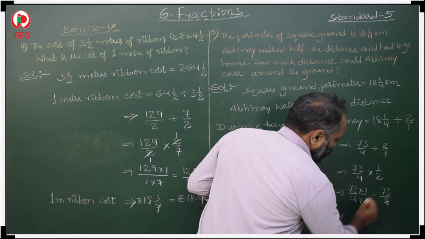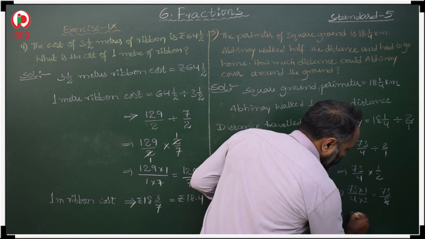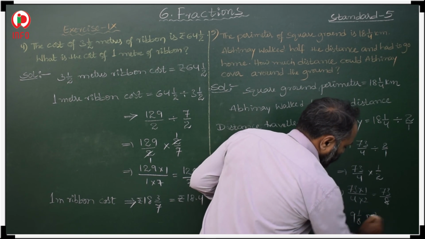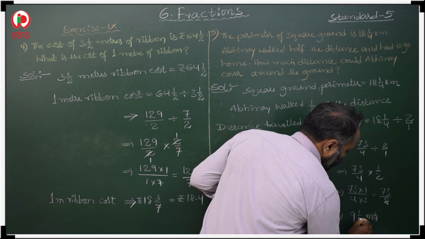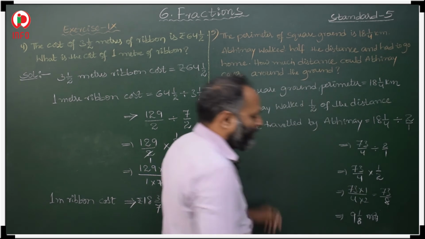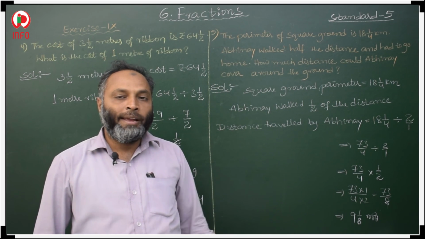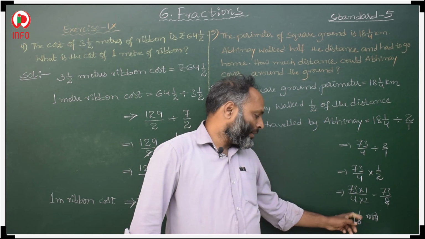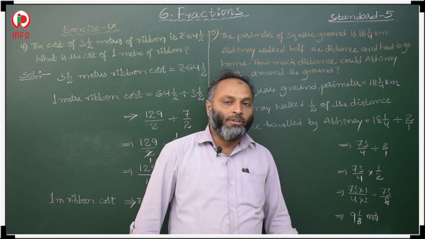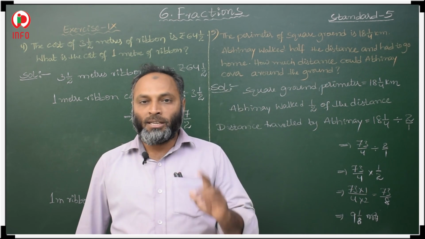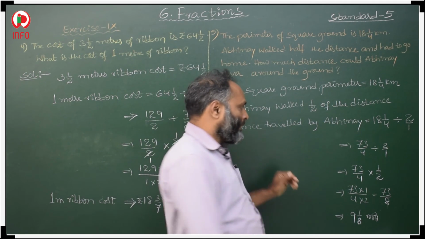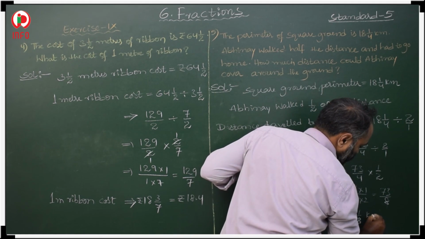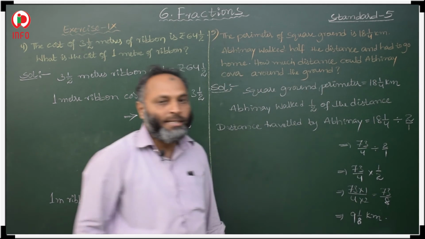Then how is it? 8 9s are 72 and 1 by 8. Then half of the distance he covered means 9 1 by 8 distance he covered, not 8. Half of the distance he walked means 9 1 by 8 kilometers, not meters. Here kilometers is given. This many kilometers distance he travelled. Okay.